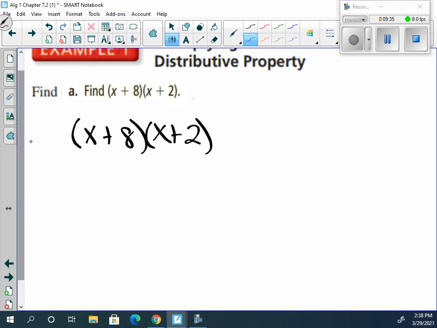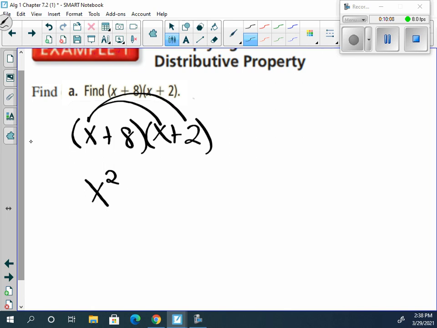We're going to be looking at this one here: x plus 8 times x plus 2. And again, when we look at this, I always start off with the first term in the first binomial and multiply out. So the first thing we have is x times x. And x times x is going to give us what? x squared, because our x times x will give us x squared.